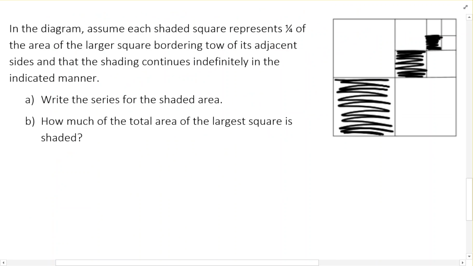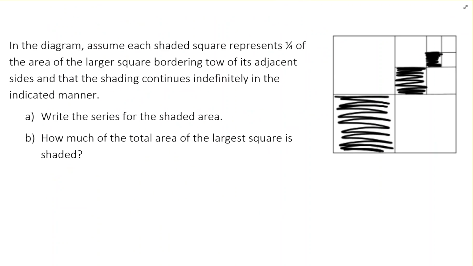Okay, last one. So it says in the diagram, assume each shaded square represents a quarter of the area of the larger square bordering two of its adjacent sides, and that the shading continues indefinitely in the indicated manner. So A says write the series for the shaded area.